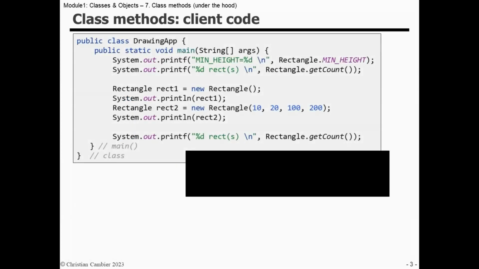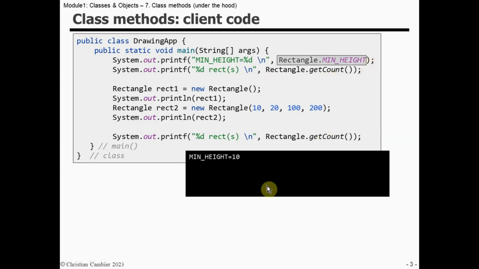The client code I'll examine under the hood step by step in the next slide is very similar to the client code of the previous version, version 6. The only difference being, whereas the client in the previous version used the count variable directly, since it was public, in this version the client needs to invoke the getCount method in order to retrieve the amount of rectangles that were created. But the output will be the same as in the previous version.